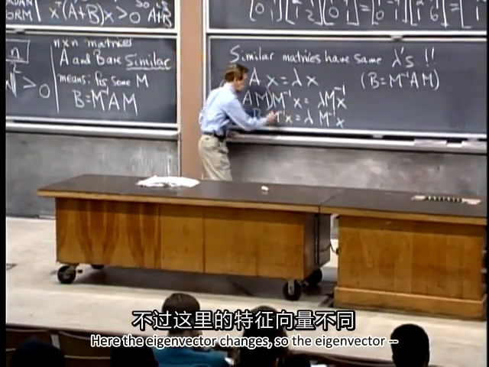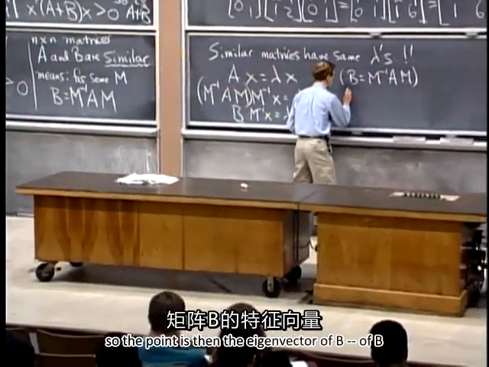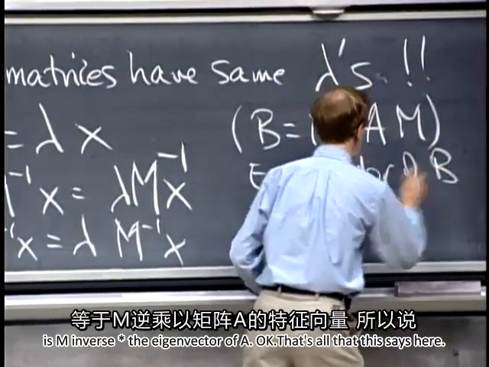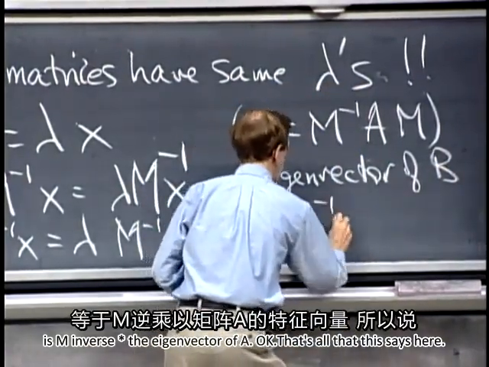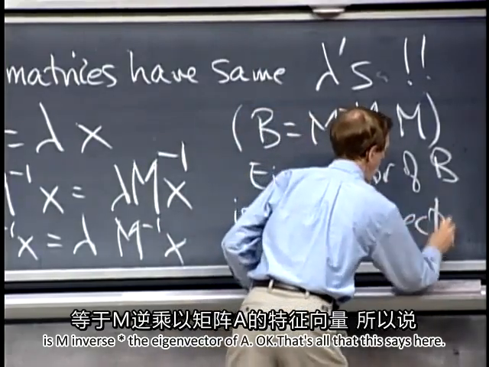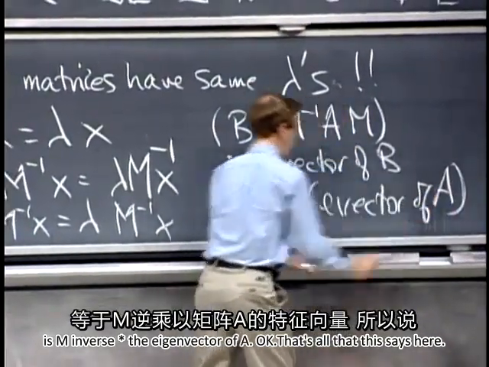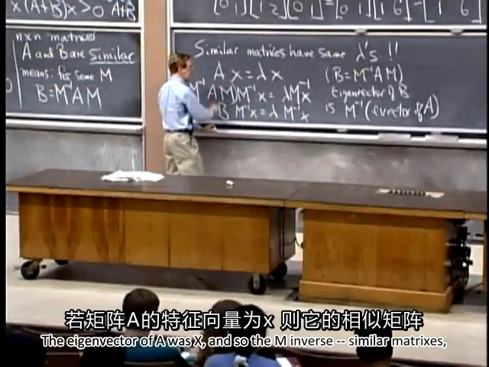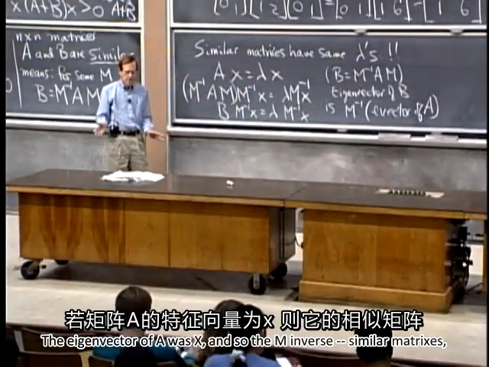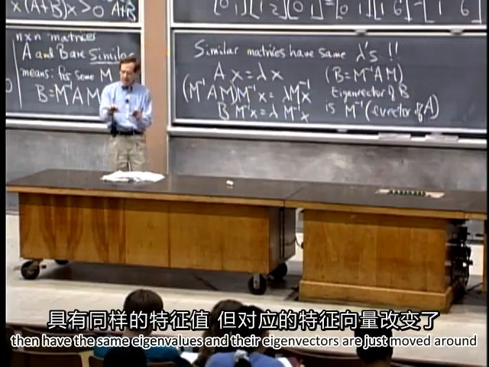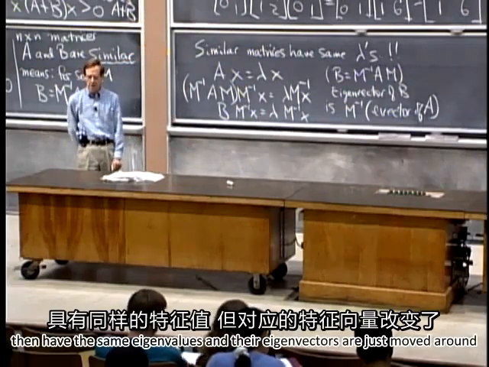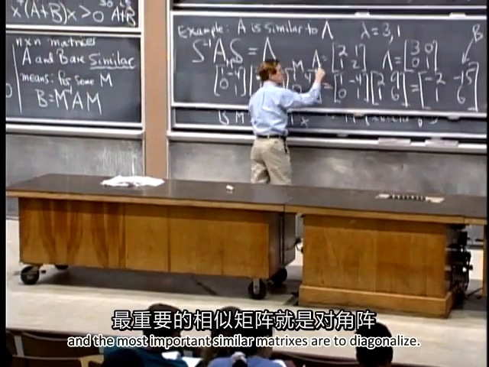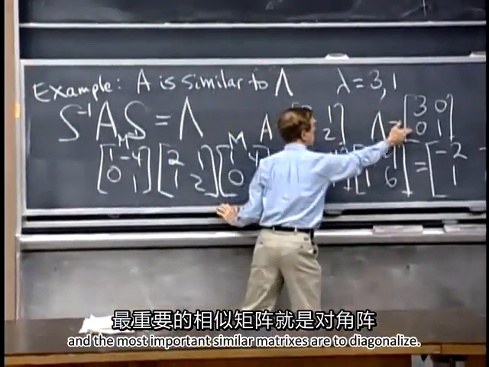Here, the eigenvector changes. So the point is that the eigenvector of B is M inverse times the eigenvector of A. That's all that this says here. The eigenvector of A was x, and so the M inverse x. Similar matrices, then, have the same eigenvalues and their eigenvectors are just moved around. Of course, that's what happened way back in the most important similar matrices, which are to diagonalize.